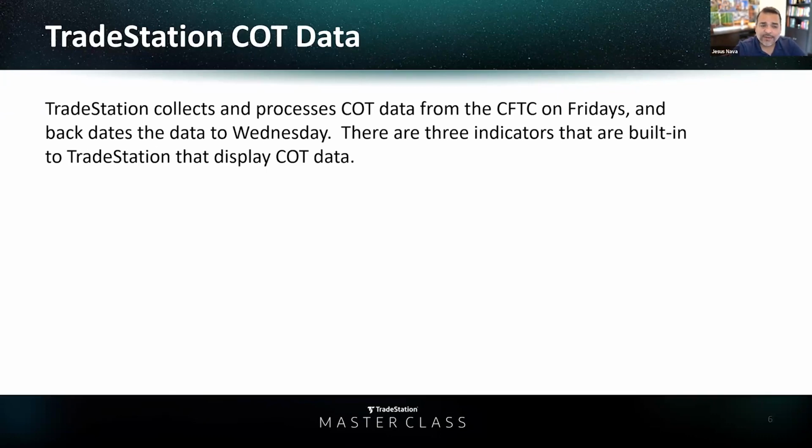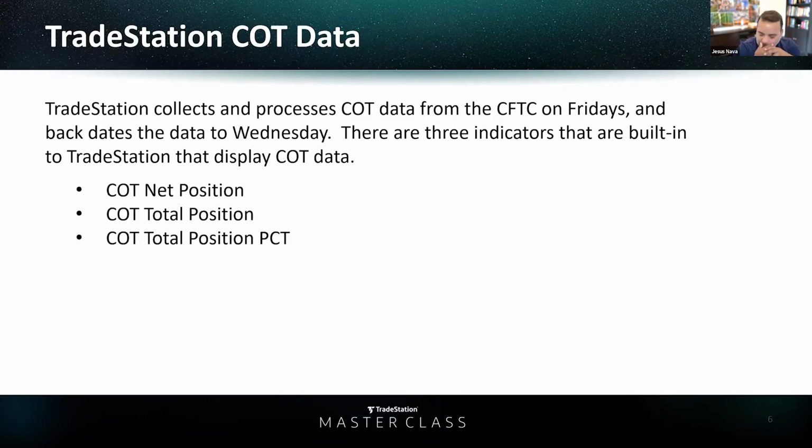There are 3 indicators that are built into TradeStation that display COT data. Those are the COT net position, the COT total position, and the COT total position PCT. You don't have to do anything to get these indicators because they are already supplied with the platform. So we're going to take a look at them and what they are showing you.